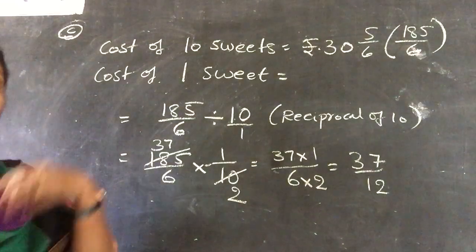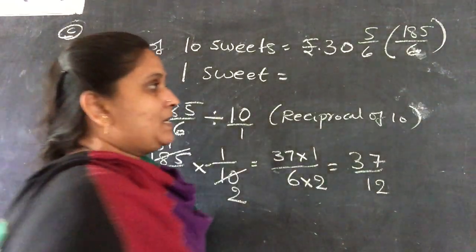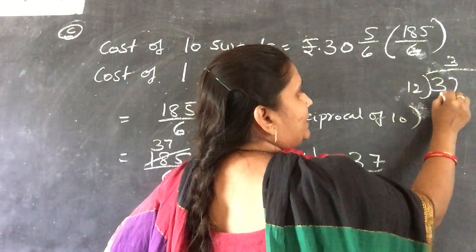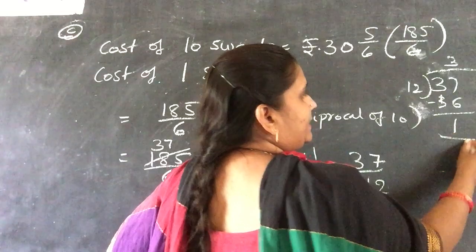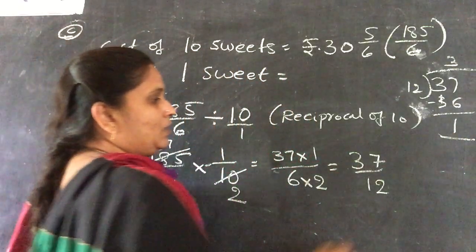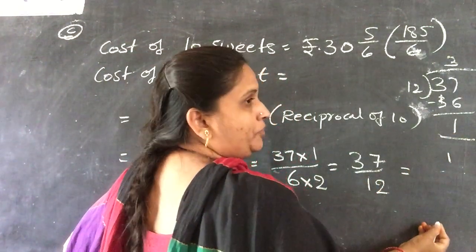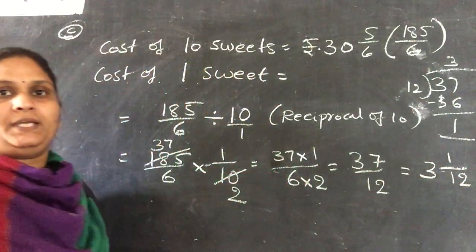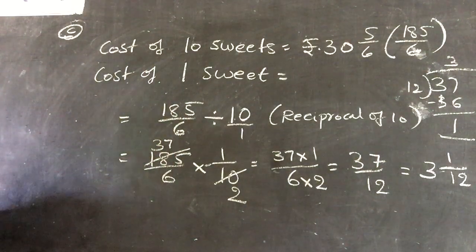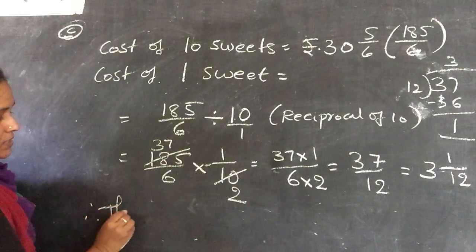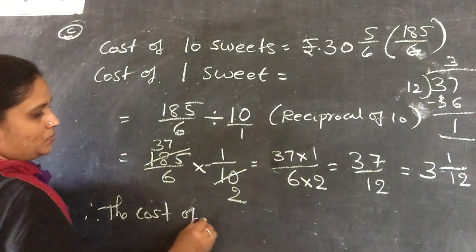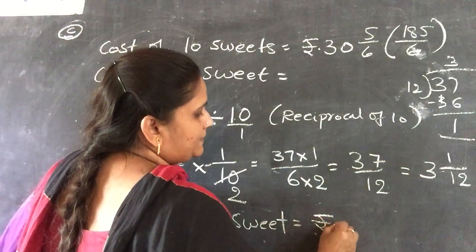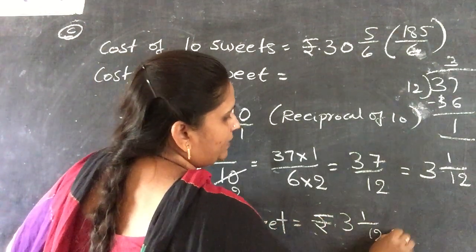Now as the numerator is more, we can simplify this. How? By dividing 37 divided by 12. 12 3s are 36 and the remainder is 1. So the 1 you have to write as a numerator and 3 as a whole number, and the denominator 12 will be the same. So therefore the cost of one sweet is equal to rupees 3 1/12.